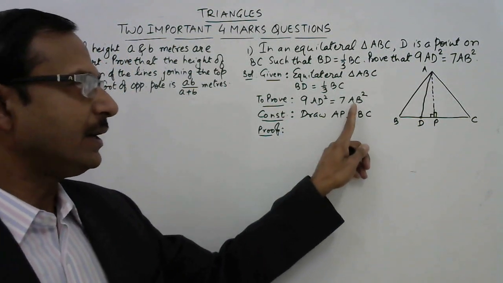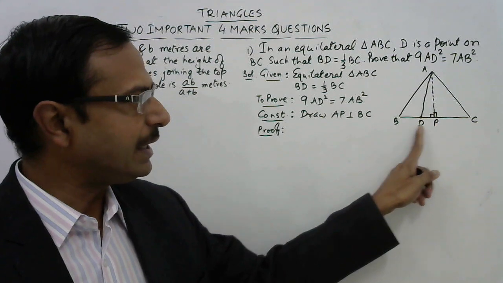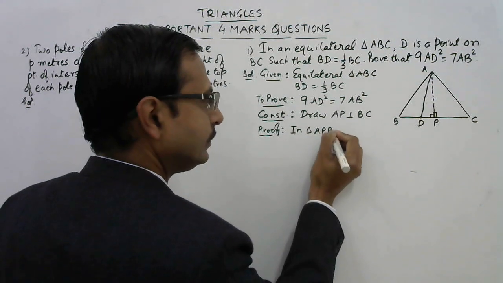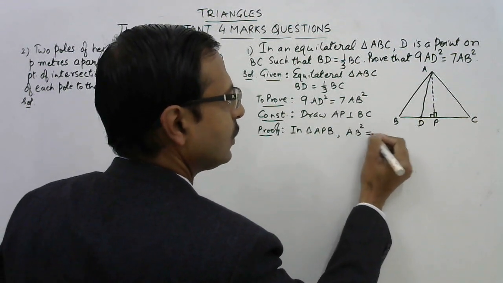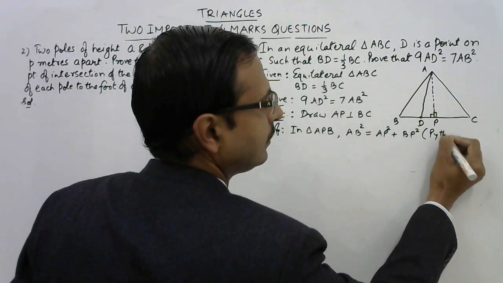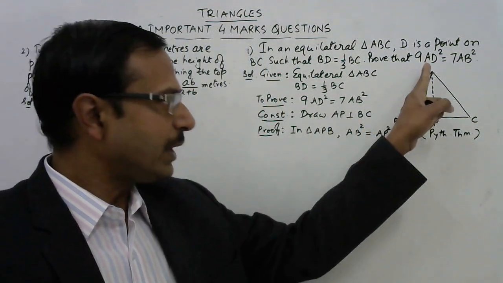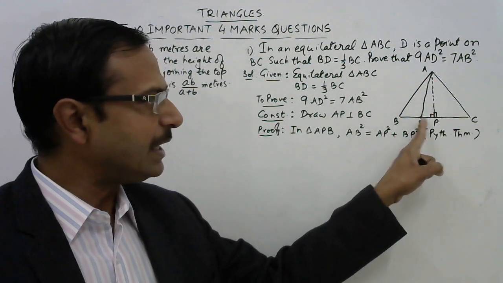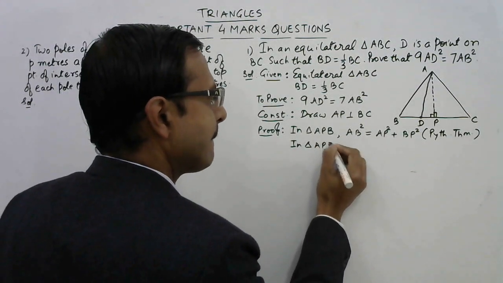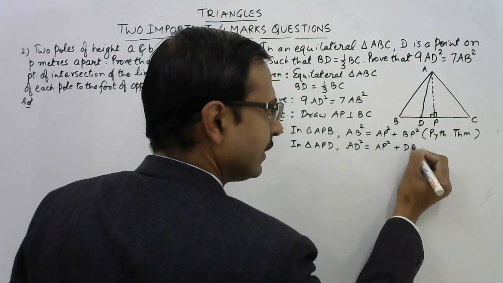Now see, one thing we require here is AB square. So AB square will come only when we apply Pythagoras theorem in APB. In triangle APB, AB square will be equal to AP square plus BP square. Now this is Pythagoras theorem. And similarly, the other thing we require is AD square. So AD square will come only when we apply Pythagoras theorem in triangle APD. So again, similarly, in triangle APD, we have AD square equal to AP square plus DP square. This is again Pythagoras theorem.